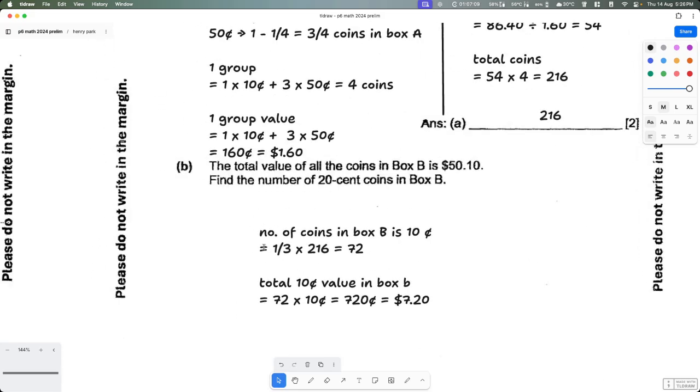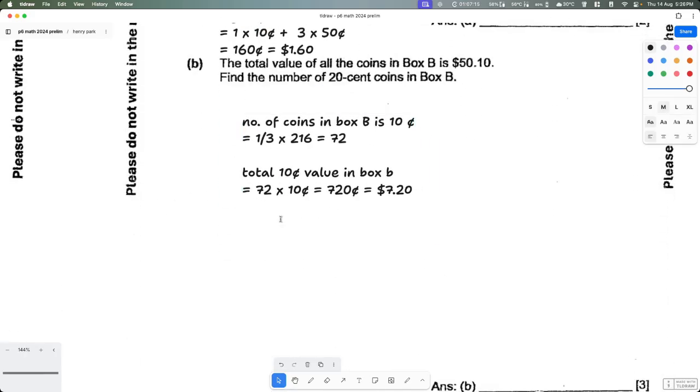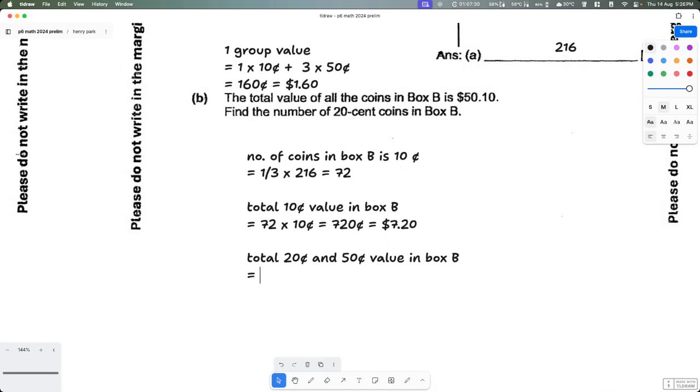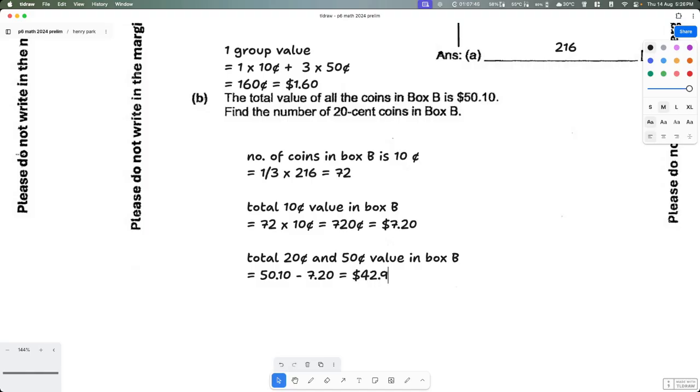Okay, so that means 20 cents and 50 cents. So total 20 cents and 50 cents value in box B is equal to 50.10 minus 7.2. Okay, let's calculate. 50.1 minus 7.2. This will give us $42.90.